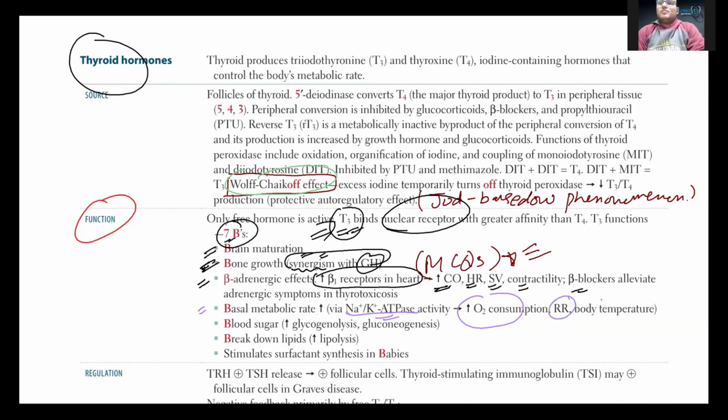Respiratory rate is increased and body temperature is increased. Also, T3 and T4 increase the glucose in our blood, so plasma glucose increases. Glycogenolysis: lysis means breakdown, and glycogeno means glycogen. So glycogen breakdown happens when there is increased T3, T4. Gluconeogenesis, the new production of glucose, also happens. These are the two steps we'll study in biochemistry, glycogenolysis and gluconeogenesis. So blood sugar is increased.